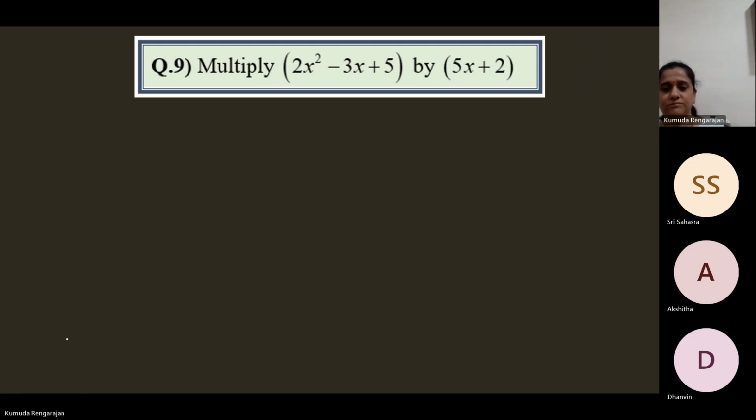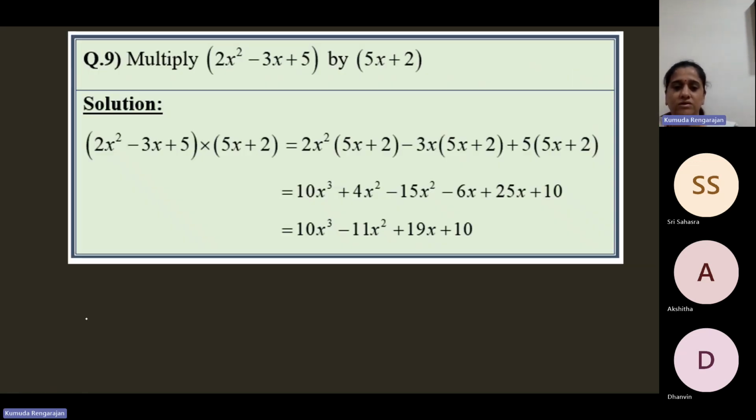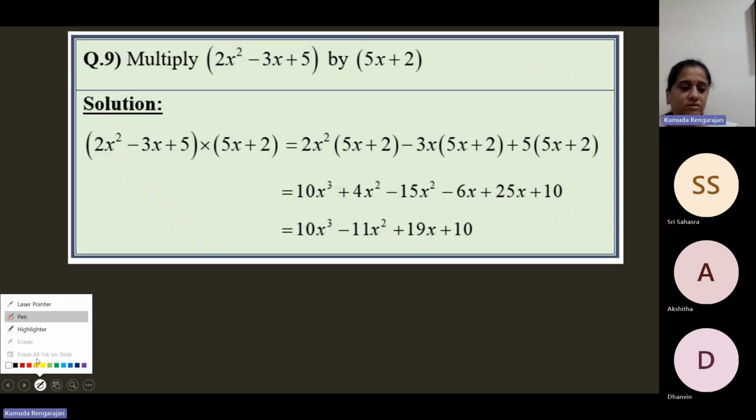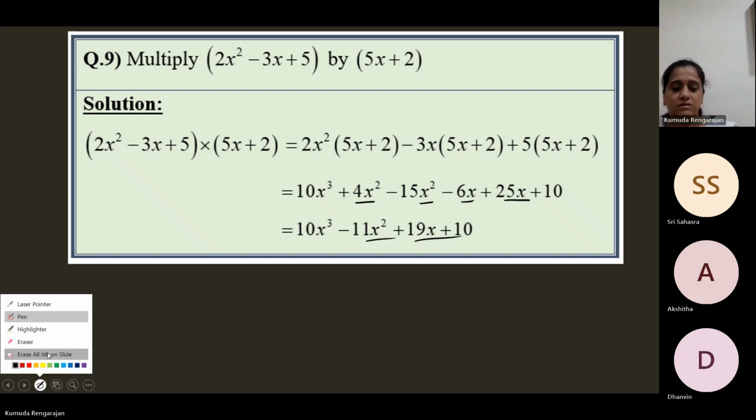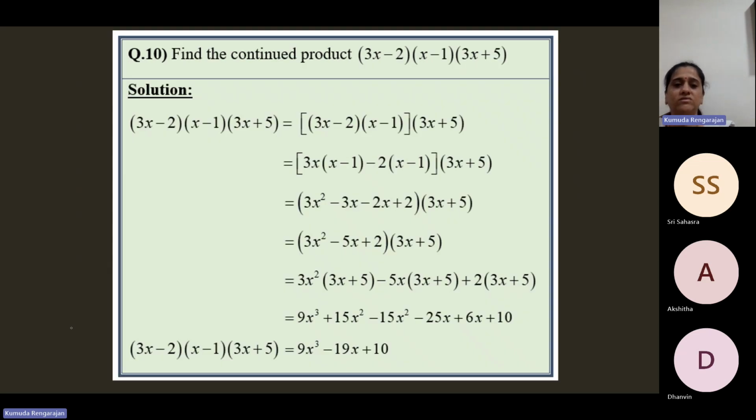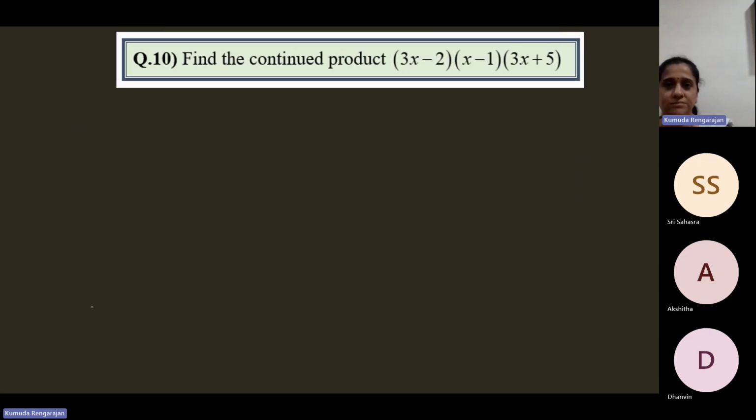Okay. Here you'll have like terms. You can see here, x square, x. You should simplify them. Now this is continued product. Okay, we'll stop here. After this, I'll give you questions to work. Now this is find the continued product.